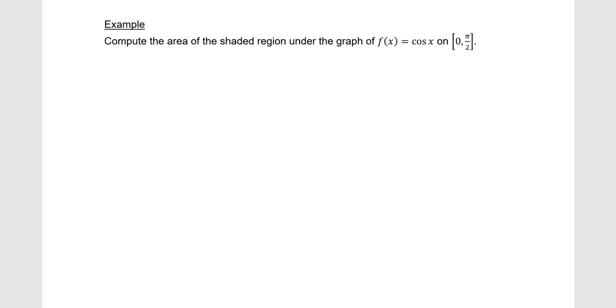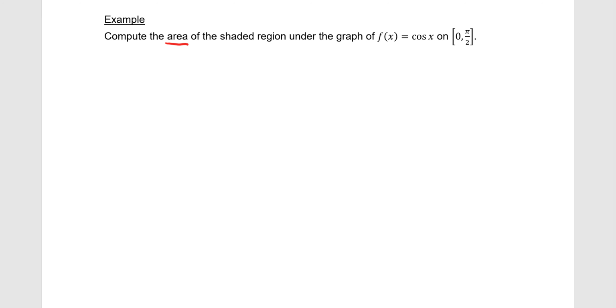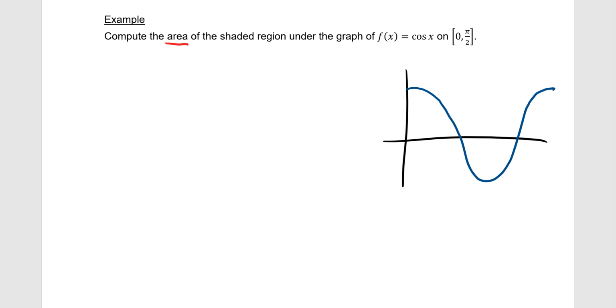We want to compute the area of the shaded region under the graph of f of x equals cosine x from 0 to pi over 2. So let's think about this graph. The graph of cosine from 0 to pi over 2. So here's cosine from 0 to 2 pi. Here is pi over 2. So this is going to give us a nice positive area from 0 to pi over 2.